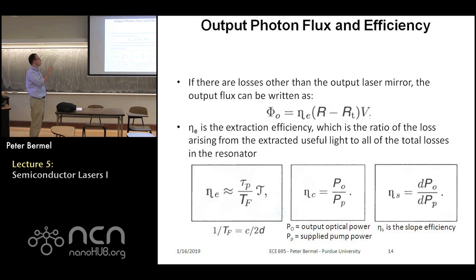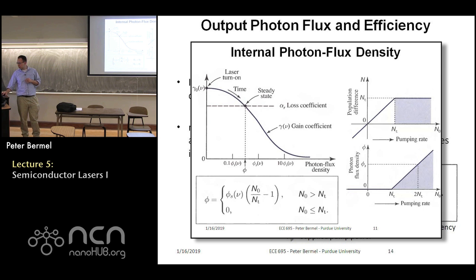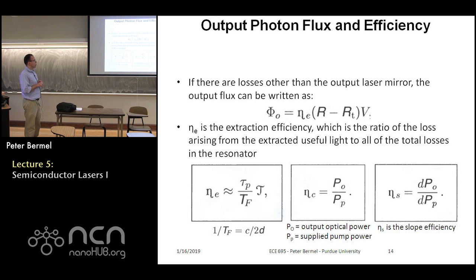So it's the same exact idea as you saw a couple of slides ago back here. So this R minus RT is essentially just directly proportional to this axis here for pumping rate. So those are the only two terms that you really need to write down: the output flux, eta E, and R minus RT, if you define output flux per unit volume, right? And here I basically just wrote down on the bottom of this slide some approximate expressions.